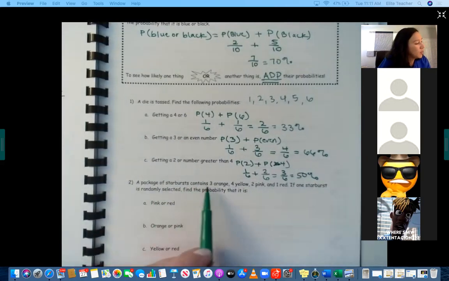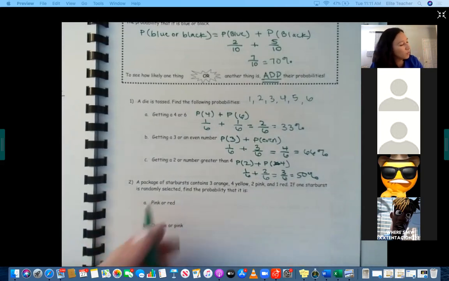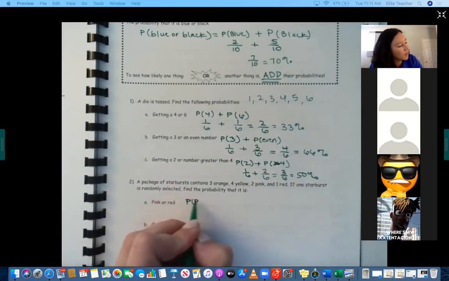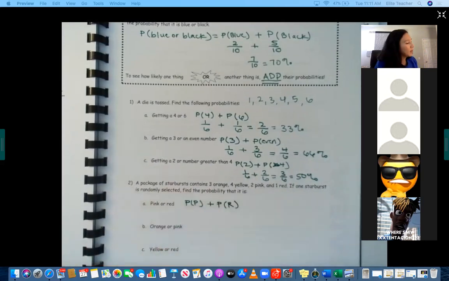Okay, a package of Starbursts contains 3 orange, 4 yellow, 2 pink, and 1 red. If 1 Starburst is randomly selected, find the probability that it is pink or red. So probability of pink or the probability of it being red. So we have to add those probabilities.